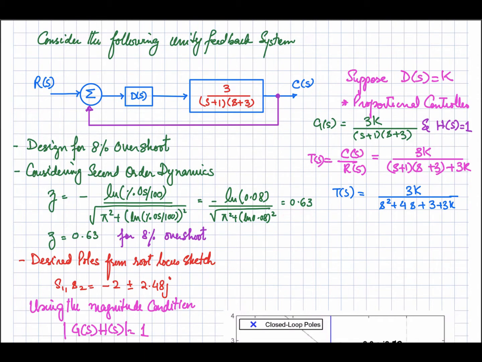If we set zeta equal to 0.63, there will be 8% overshoot in the response of this system because it's a second order system. Here you can see its closed loop transfer function is second order. So if we set zeta equal to 0.63, the overshoot in this system will be equal to 8%. Now, looking at the overshoot and zeta, we can find the position of the closed loop poles, and that comes out to be minus 2 plus minus 2.48j.